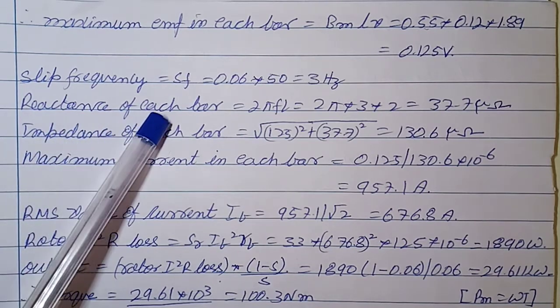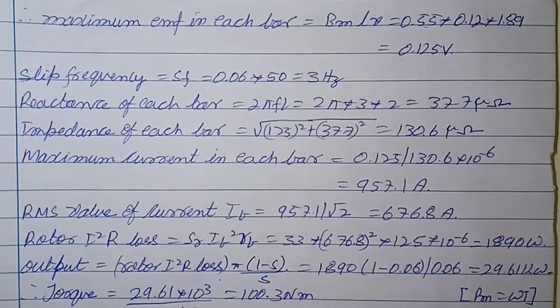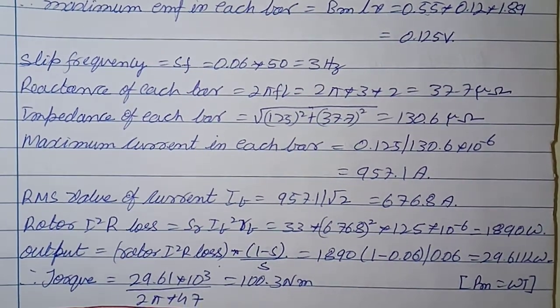Therefore slip frequency we know is S into F, so 0.06 into 50, which is 3 Hertz. So the reactance of each bar is equal to 2 pi FL, so 2 pi into F, which is 3, into 2 micro Henry. So it is equal to 37.7 micro ohm. So the impedance of each bar will be square root of R square plus XL square. R is 125 micro ohm and 37.7 is the reactance. So we get the impedance as 130.6 micro ohm.